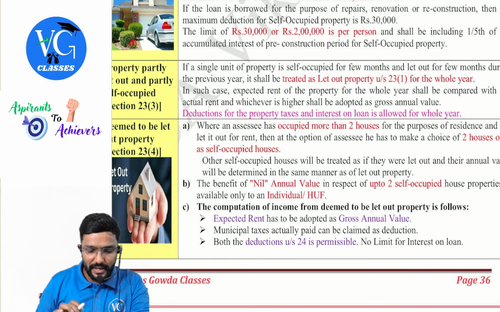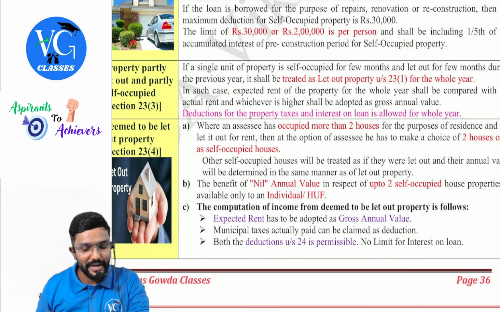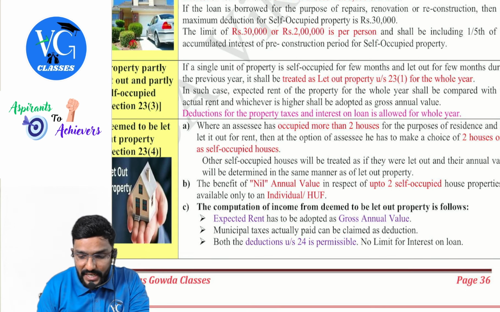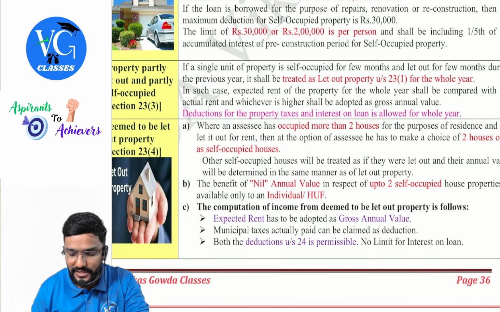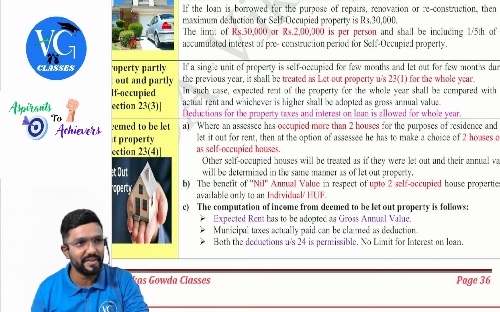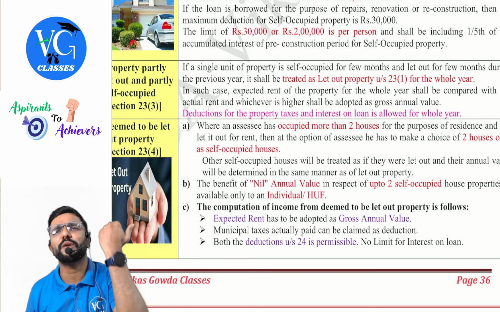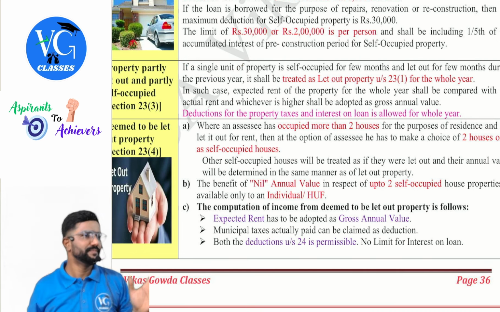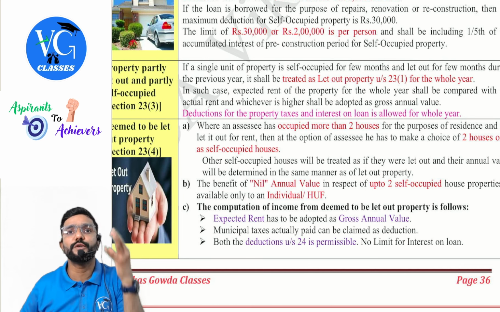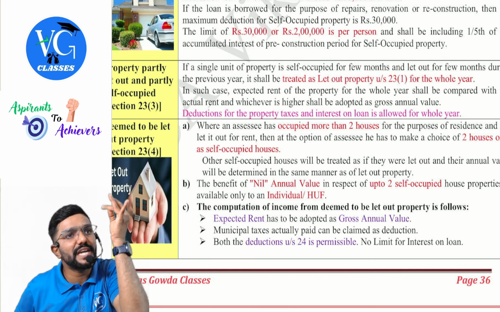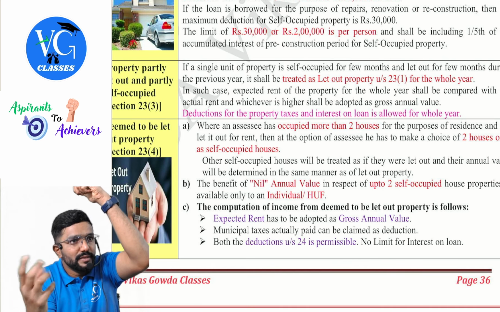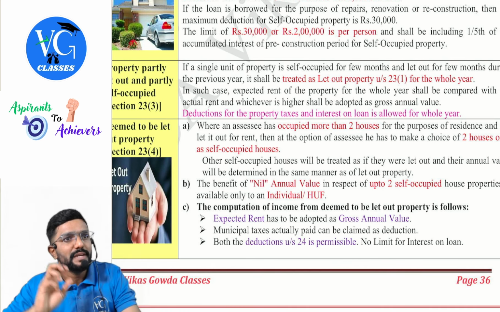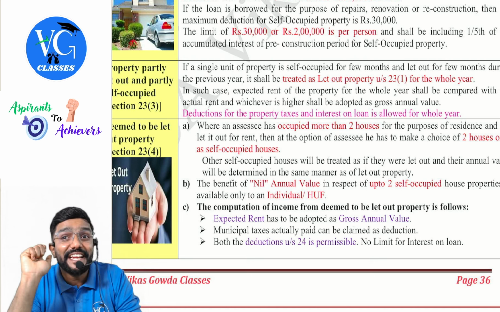Okay. Next, property partly let out and partly self-occupied. If a single unit of a property is self-occupied for a few months and let out for a few months during the previous year, it will be treated as let out property for the entire year. In that case, what are we supposed to do? Take municipal value, fair rent, standard rent for the entire year. Compare that with the actual rent for the let out period. Whichever is higher, you will take.